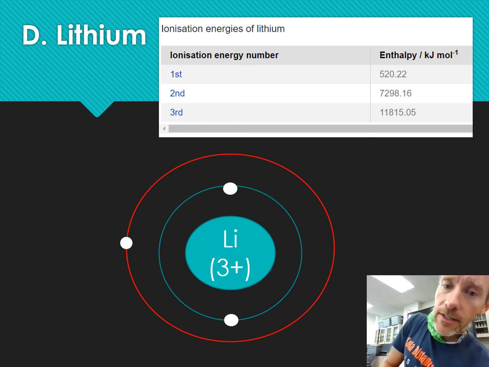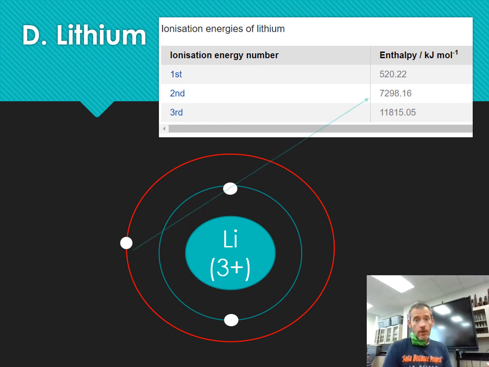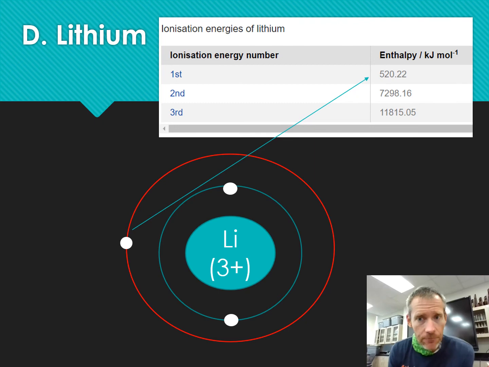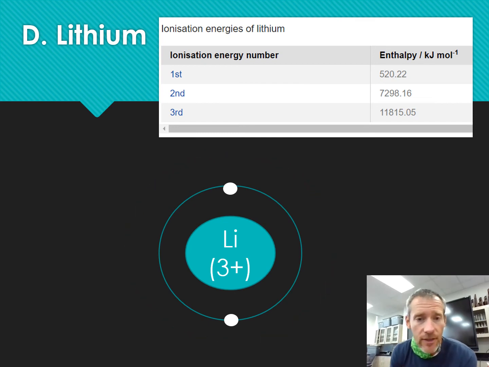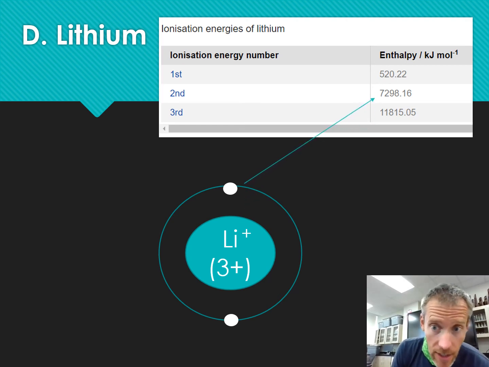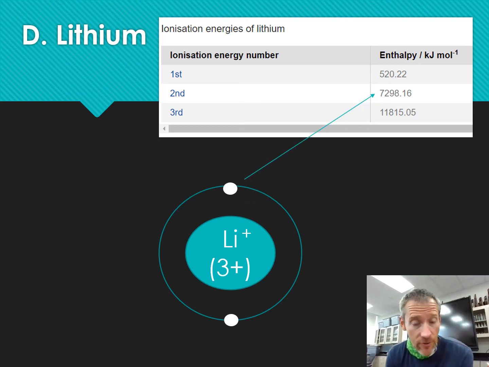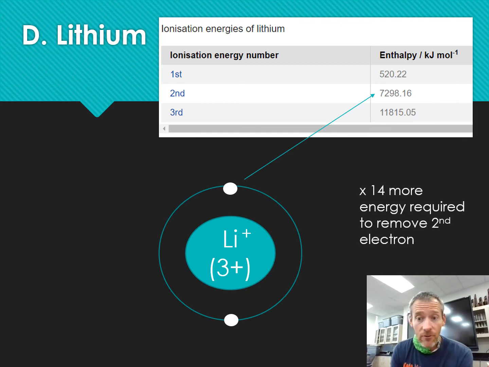All right, so let's look at lithium. Removing 1 electron requires about 500 kilojoules of energy. Bye-bye. Now it has 2 valence electrons, and its first shell is gone. So you can see it's going to be a big jump between first and second. It's 500 to 7,300, so it's a huge jump, 14 times greater to remove that electron.